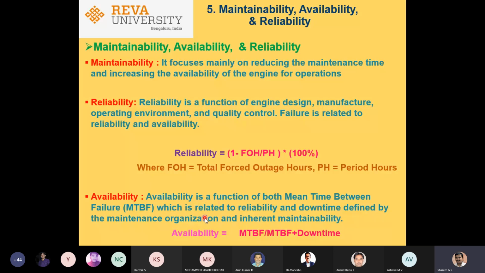And availability is also important for military. If the aircraft or engine is not available for operation or for any emergency, it is a big bottleneck. It has to be operationally ready. So availability plays an important role in eliminating bad reputation, loss of cost, etc.